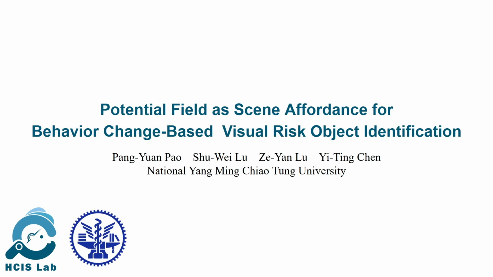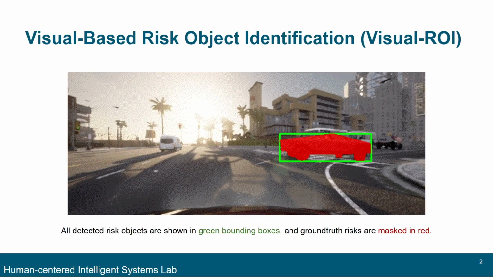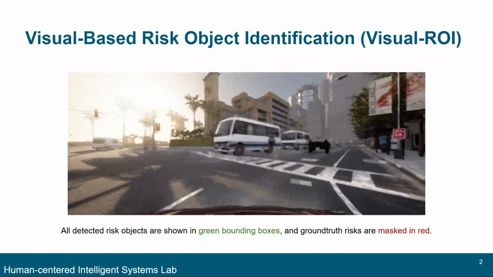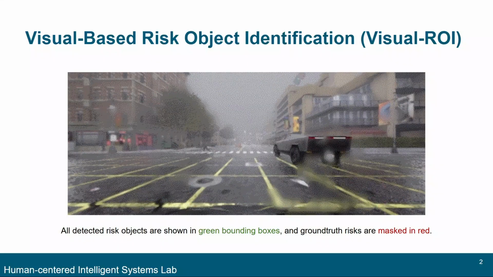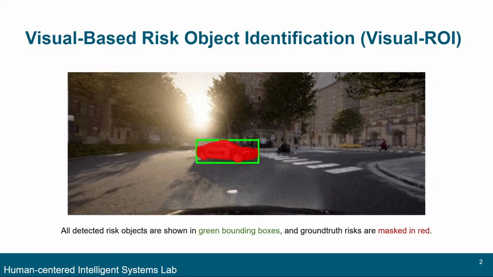Hello everyone. We are excited to present our work on potential field as scene affordance for behavior change-based visual risk object identification. Intelligent driving systems attract significant attention in academia and industry, aiming to provide immediate alerts to help reduce the number of road accidents.